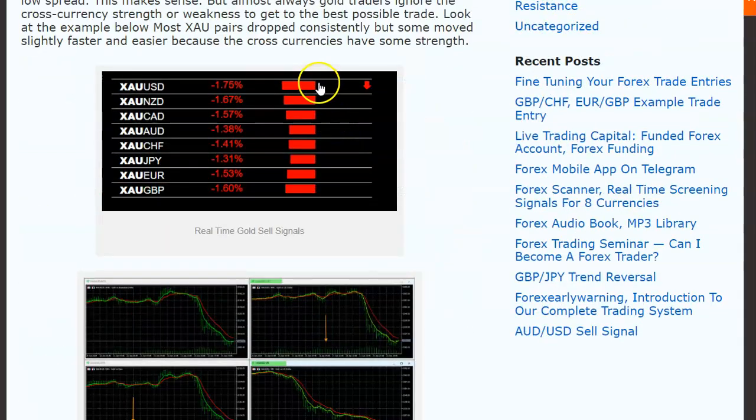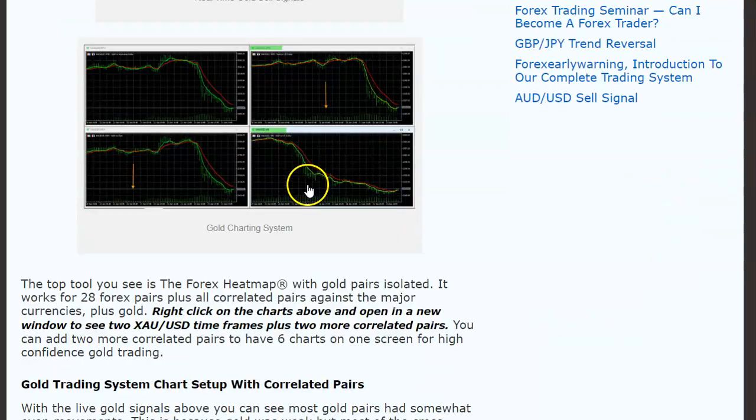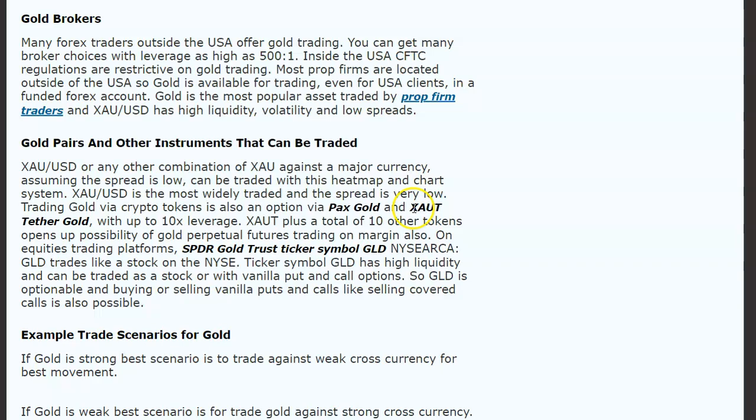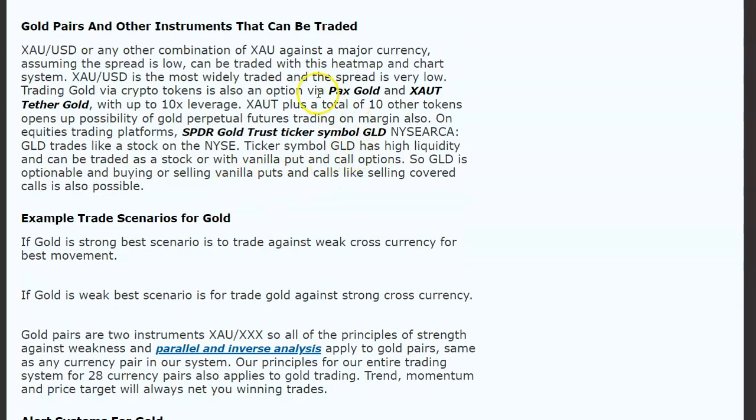So when gold is selling off, Pax Gold, Tether Gold, and GLD will all be selling off.